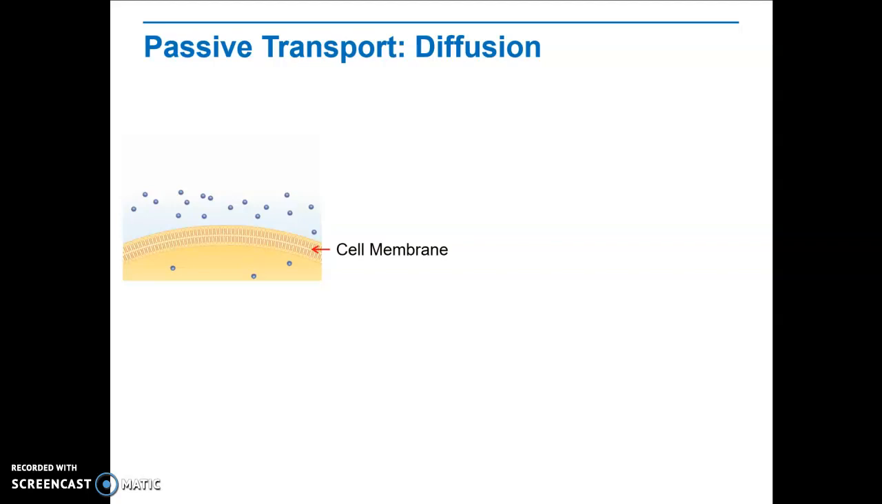On the bottom of the cell membrane, you see a couple of molecules, but then on the top of the membrane, you see more molecules. The top would be deemed high concentration, and the bottom would be deemed a low concentration.